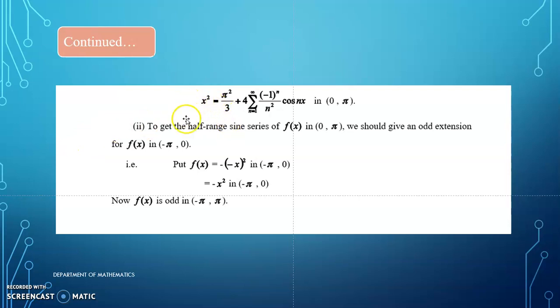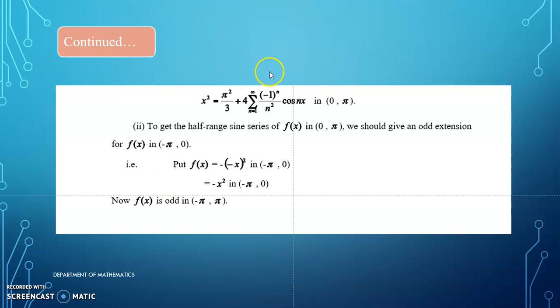So f of x, what is given? x square is given. So instead of f of x, substitute x square, which is equal to a naught by 2. So 2 pi square by 3. So therefore 2 cancels, so we can write pi square by 3 plus 4 into summation n equal to 1 to infinity (-1)^n by n square cos nx.